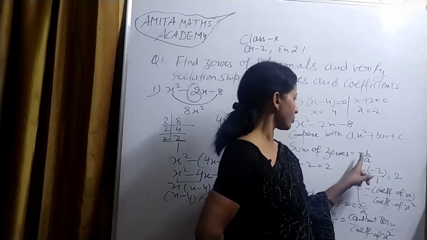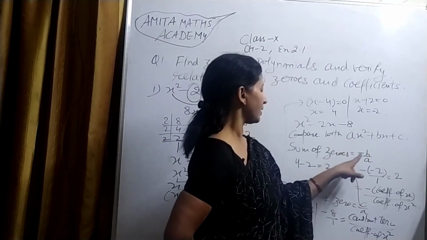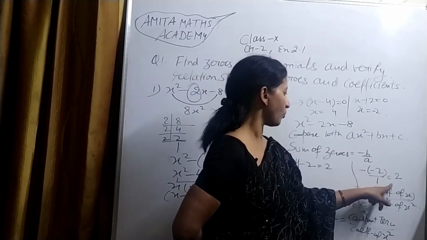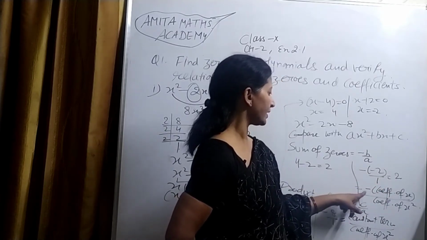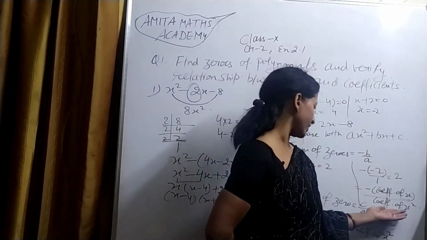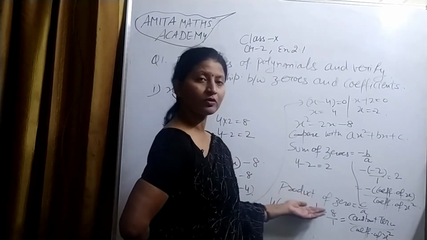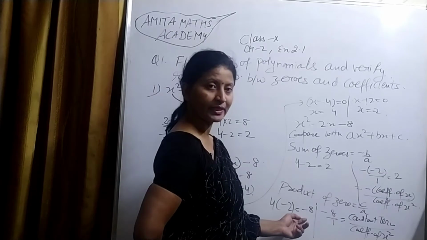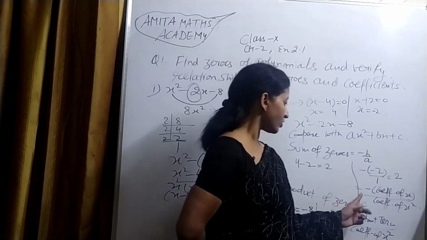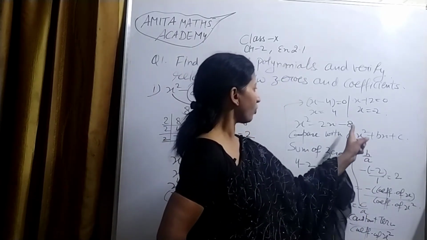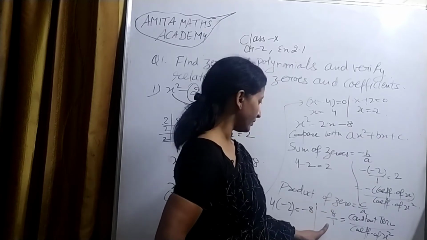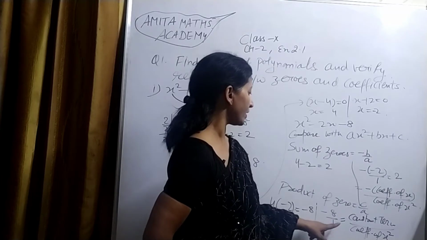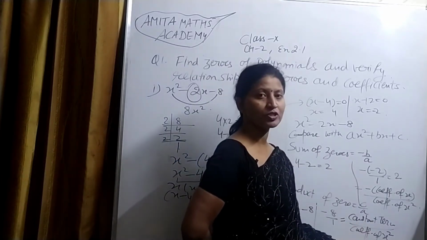And by the coefficient, look here. The sum of zeros is minus b upon a. Minus of minus 2 means 2, 2 upon 1, or you can say minus the coefficient of x divided by the coefficient of x square. Same here, the product of zeros is c by a, and the product is 4 into minus 2, which is minus 8. And the product of zeros is c by a, where c is minus 8 upon 1. Here the coefficient of x square is 1, so minus 8 upon 1 is the constant term divided by the coefficient of x square.